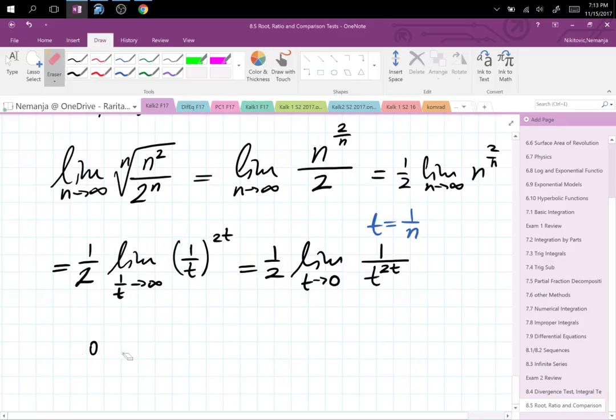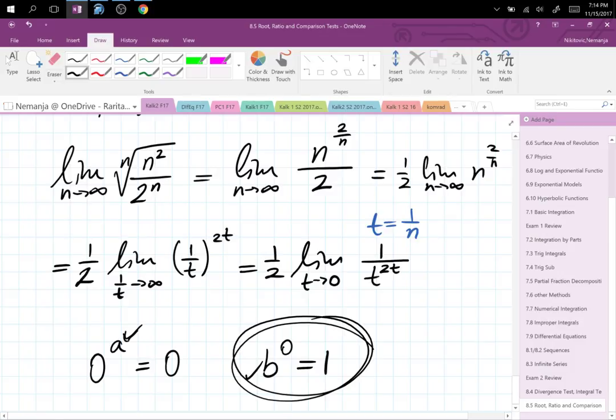Why does the 1 take precedence? Both of these functions grow at the same rate. This is a t and this is a t. So 0 to A is going to give you 0, and then B to 0 is going to give you 1. If this and this grow at the same rate, that one wins. I get that.